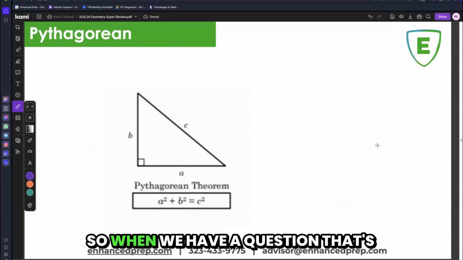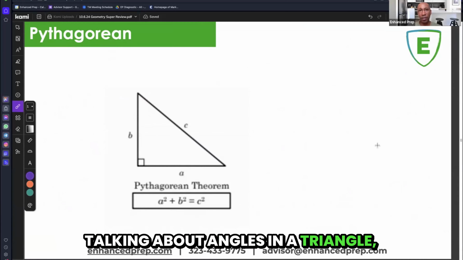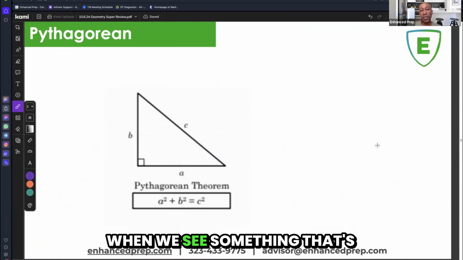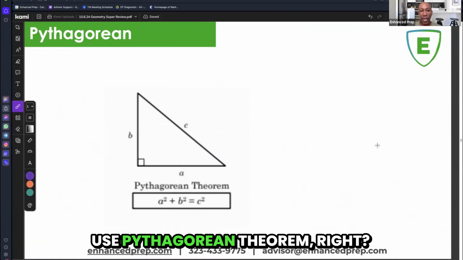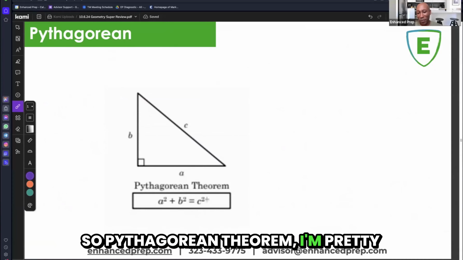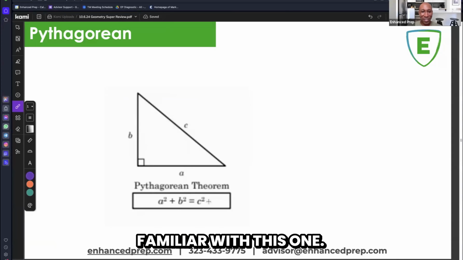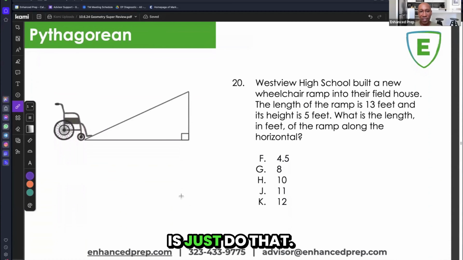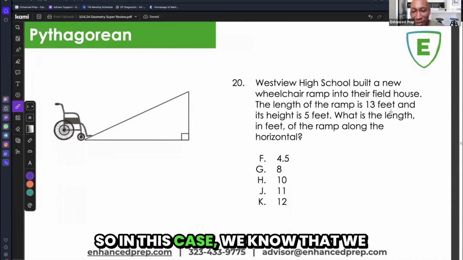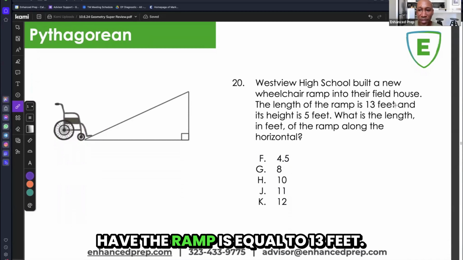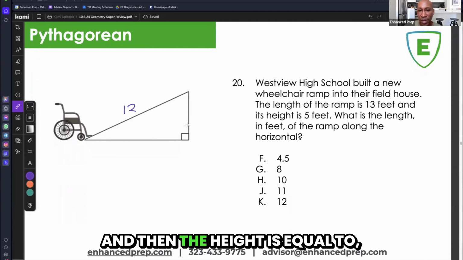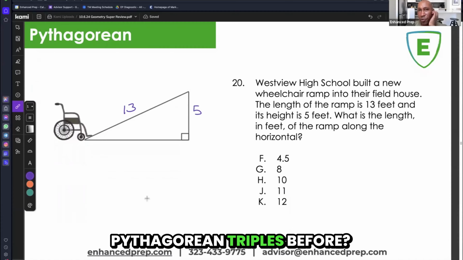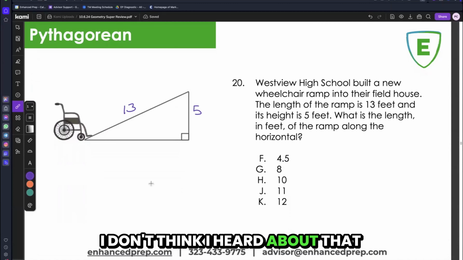Okay. I see. So when we have a question that's talking about angles in a triangle, we want to use the rule of 180, right? Where we know the sum of the angles is equal to 180. When we see something that's talking about side lengths, we want to use Pythagorean theorem, right? So Pythagorean theorem, I'm pretty sure you're probably fairly familiar with this one. It's just A squared plus B squared equals C squared, right? And then all we do for a triangle is just do that. We just plug that in. So in this case, we know that we have this ramp is equal to 13 feet. And then the height is equal to 13, and then this is 5. Have you heard about your Pythagorean triples before? Triples? I don't think I heard about that one, no.